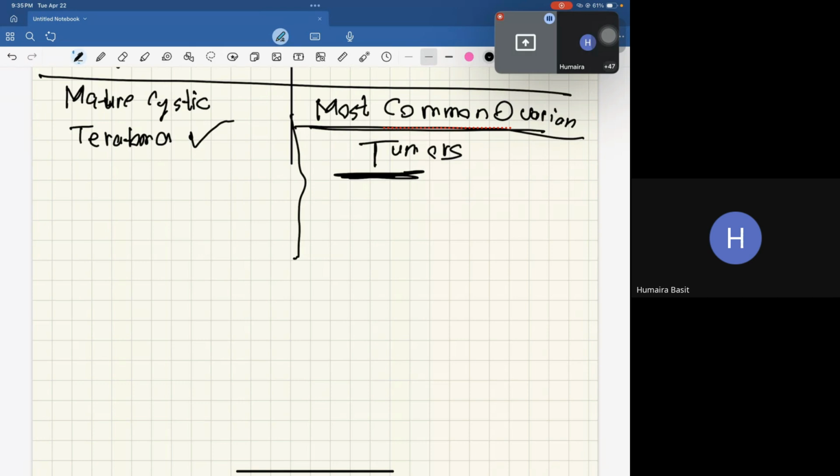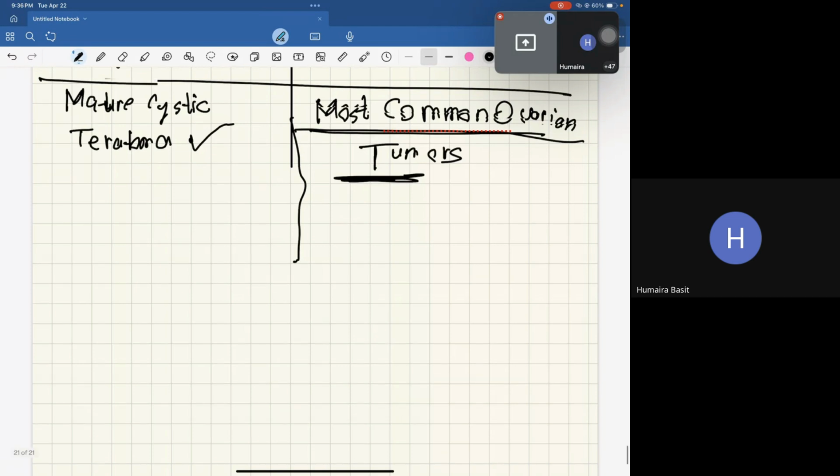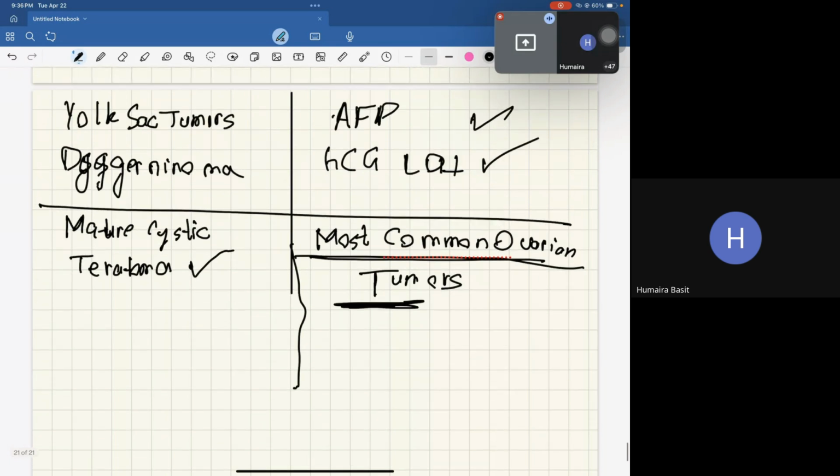After that, there is immature teratoma, which is not as important. Then there is dysgerminoma. Dysgerminoma is the female equivalent of seminoma. So this is the female equivalent of a seminoma. And the histology will show you fried egg cells.